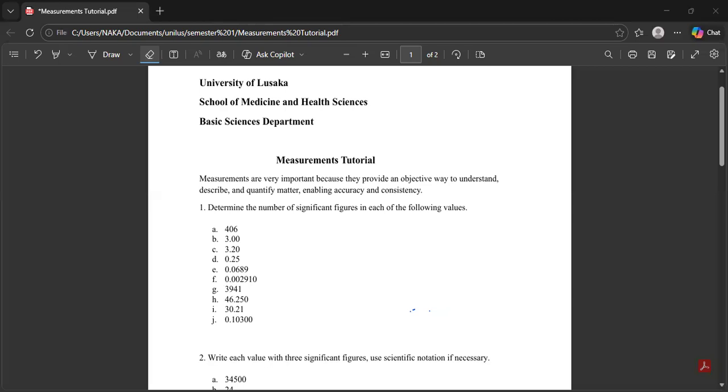Okay. Then we have this zero here, which is in between non-zero numbers. A zero in between non-zero numbers is going to be significant. So we have four significant figures in that number.